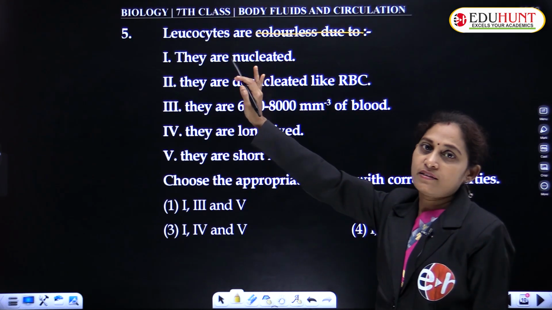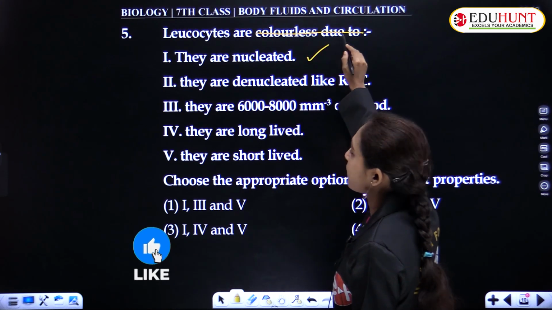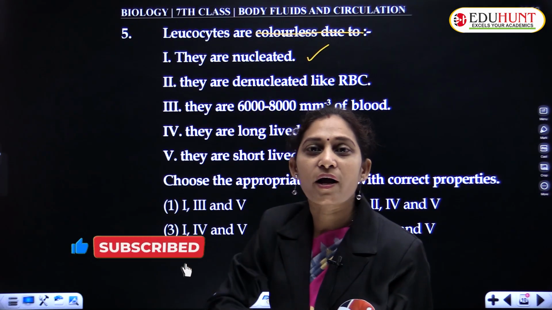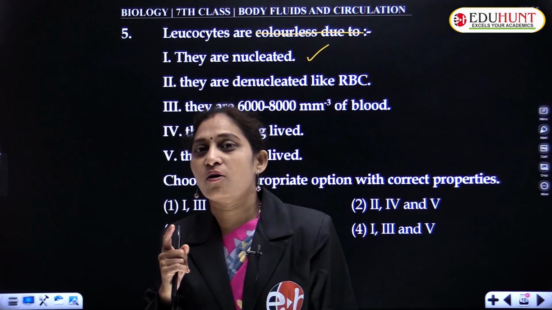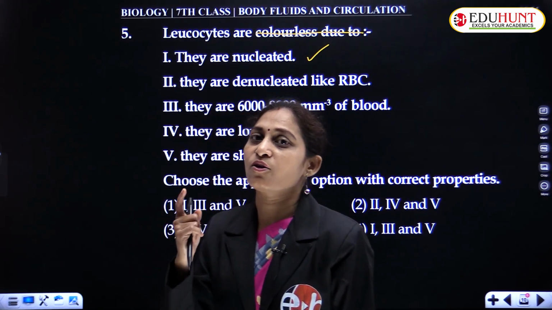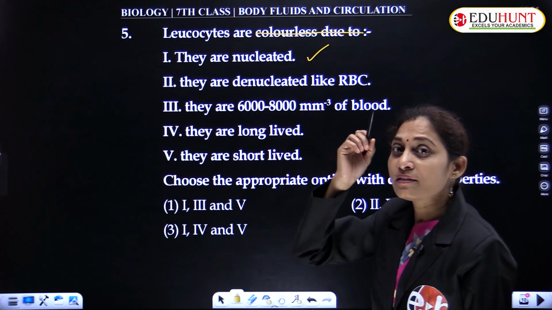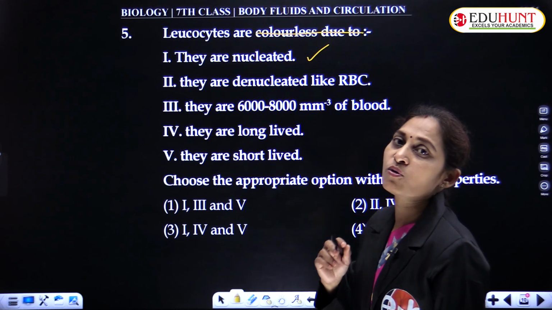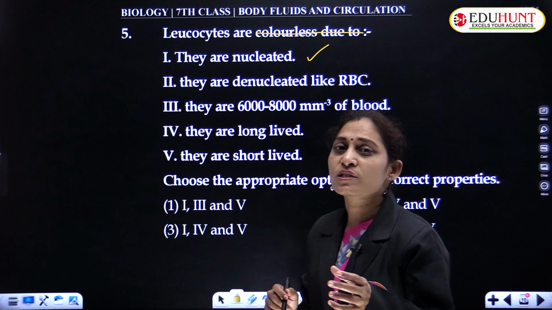Leukocytes are, that is the question. They are nucleated. Yes, we have seen two types of leukocytes. One is the granulocytes and the second category of leukocytes are agranulocytes. So they are nucleated, and the nucleus is polymorphonuclear in some leukocytes and monomorphonuclear in others, depending on the number of lobes in the nucleus.